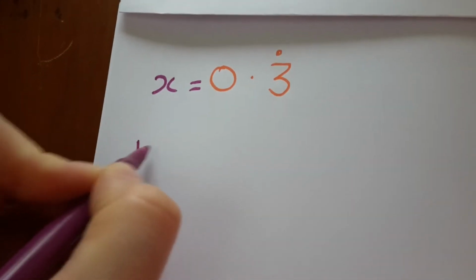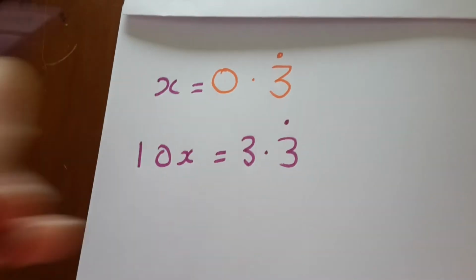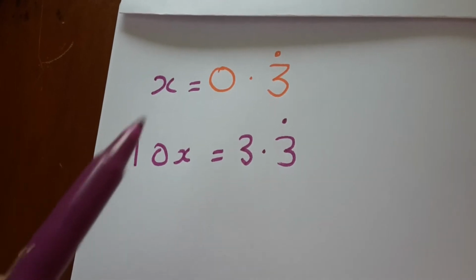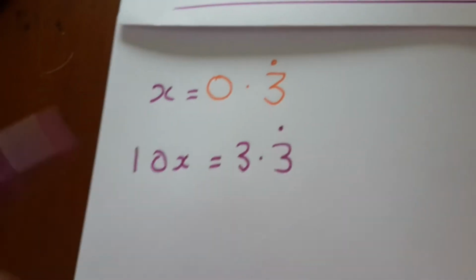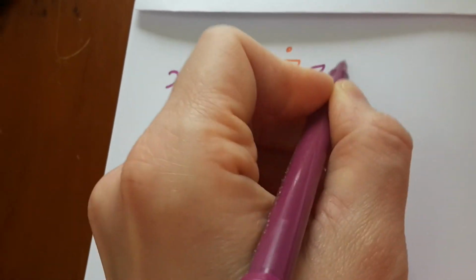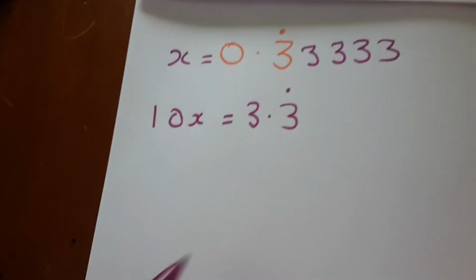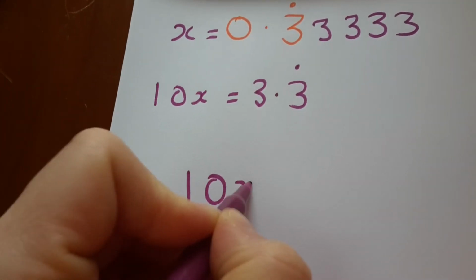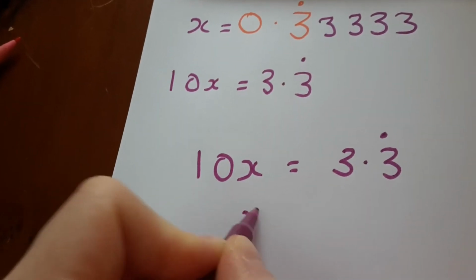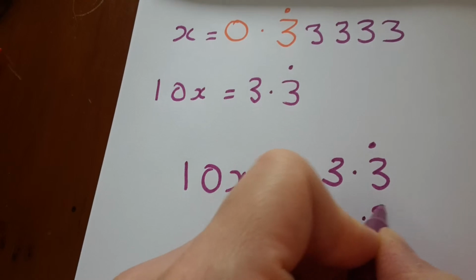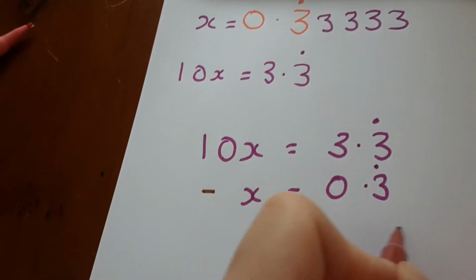So I'm going to times 0.3 by 10, which gives me 3.3 recurring, because when we times by 10, all we've done is pulled this 3 forwards by 1, but because it's 3 recurring, there's still all the other 3s that sit behind it in place. So what I'm going to do now is write my larger number on top, because it just makes it easier to take away, and then my smaller number on the bottom, and I'm going to subtract them.